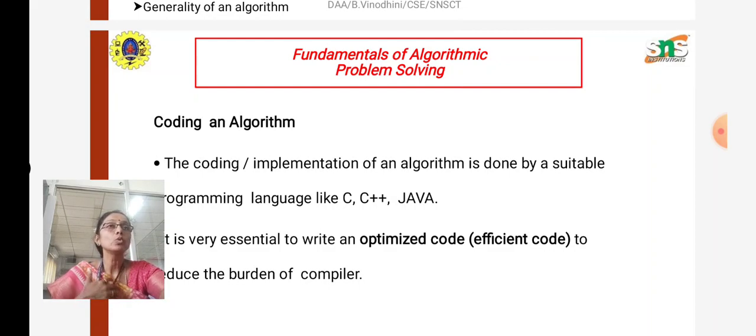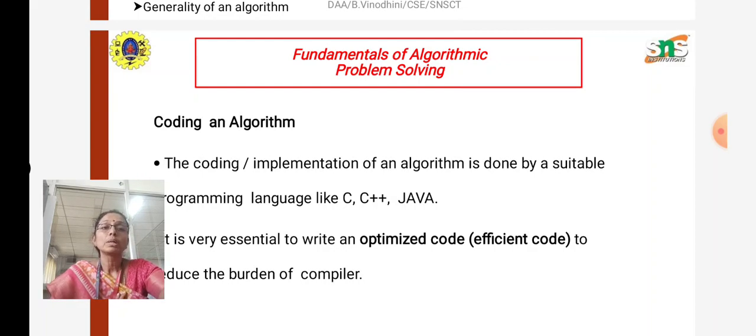The last one is the implementation. We have to code the algorithm. For that we have to decide which programming language we are going to select to run the particular algorithm. In selecting a programming language, our code should be optimized, because optimized code produces better efficiency for a given program. So these are the six important fundamental aspects of any problem solving technique.